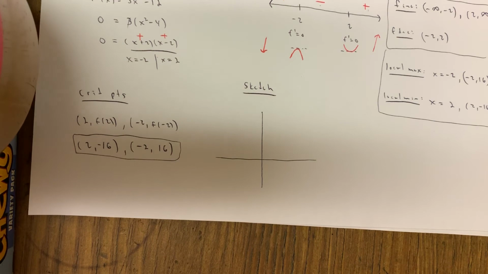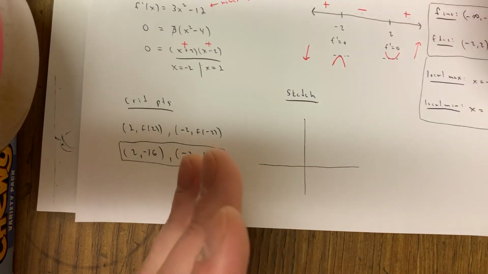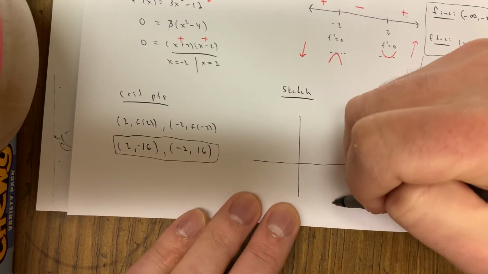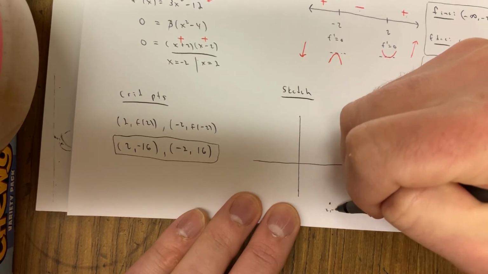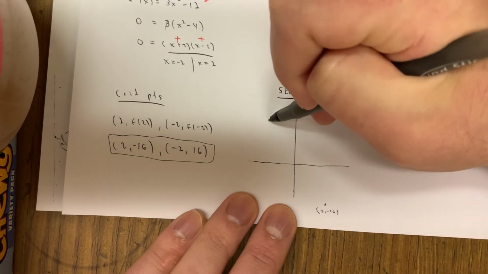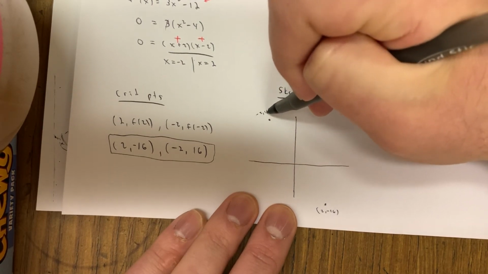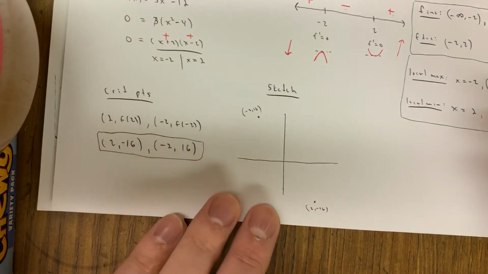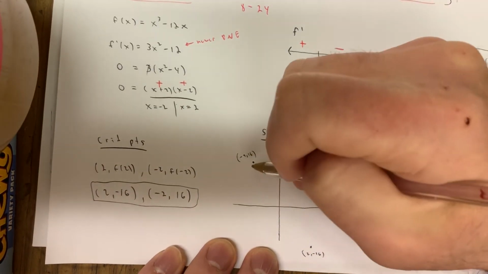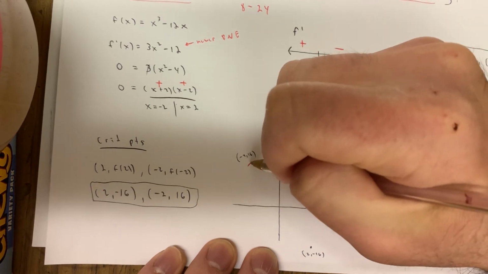Always start by plotting points. What kind of points do we have? Critical points, okay? We know that 2, negative 16, you could have a point over here. And then we know at negative 2, positive 16, you could have a point, maybe somewhere up there. We also know that at x equals negative 2, there's going to be this little local max right there, looking a little something like that.